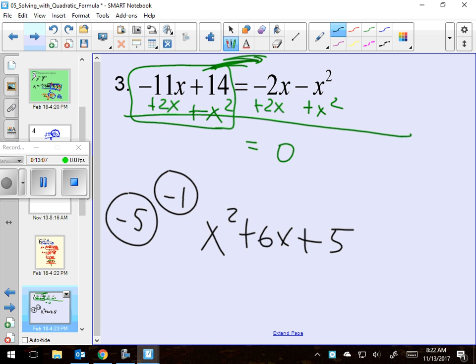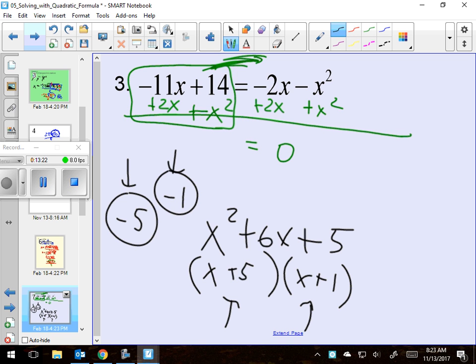And then that would tell me, oh, so you're saying it could be x plus 5 and x plus 1. See what I'm saying? If you get these answers from the quadratic formula, doesn't that tell you what your factors are? Yeah. So you could use this to factor stuff if you wanted to.